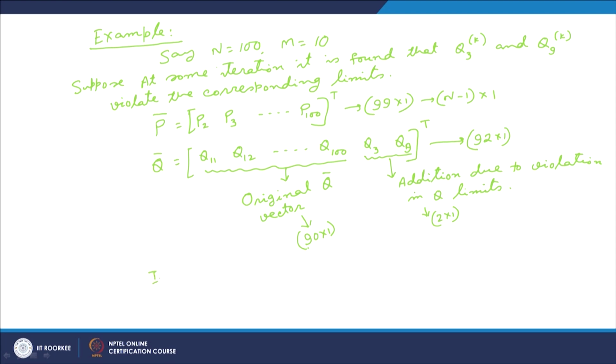So, then in general, if there are L violations, where L would be M minus 1, then the Q vector would be N minus M plus L cross 1 vector. So, this is the new Q vector.